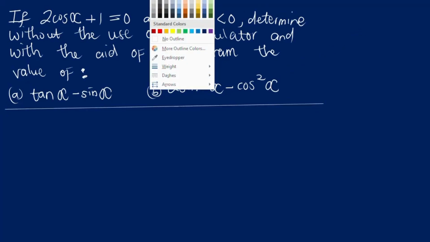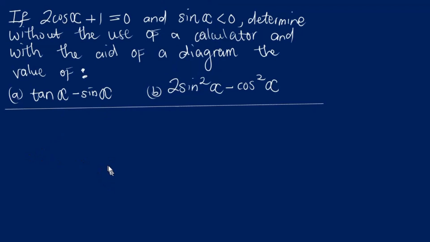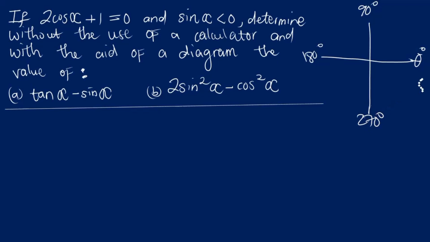So let's choose a white color there. Perfect. All right. So what are we supposed to do? They said with an aid of a diagram. It means the first thing here that we have to do is to get the diagram. Here is the diagram, and then this is 0 degrees. We know that this is 90 degrees. This is 180 degrees. This is 270 degrees, and this is also 360 degrees right here. And then we have the CAST method so that we know which function is positive in which quadrant, right?